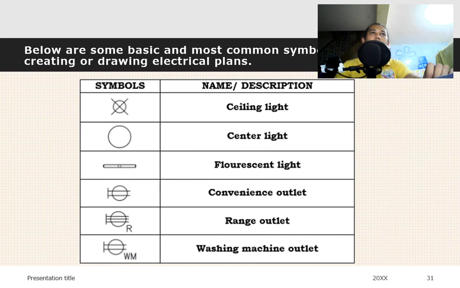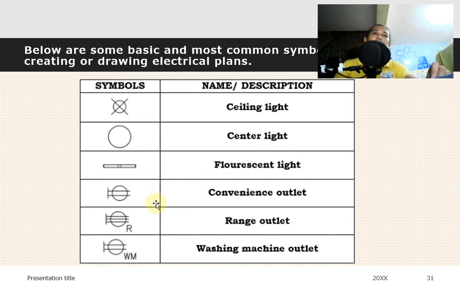So here below are some basic common symbols used in creating and drawing electrical plans. These are the symbols used for electrical plans. For ceiling, as you can see, this is the symbol for ceiling. We have here the center light. The center light is a round light in the center of the room, sometimes seen in the living room. Yan, yung pabilog, no. We have also the fluorescent light, the most common one. Nakikita rin natin sa classroom yan.